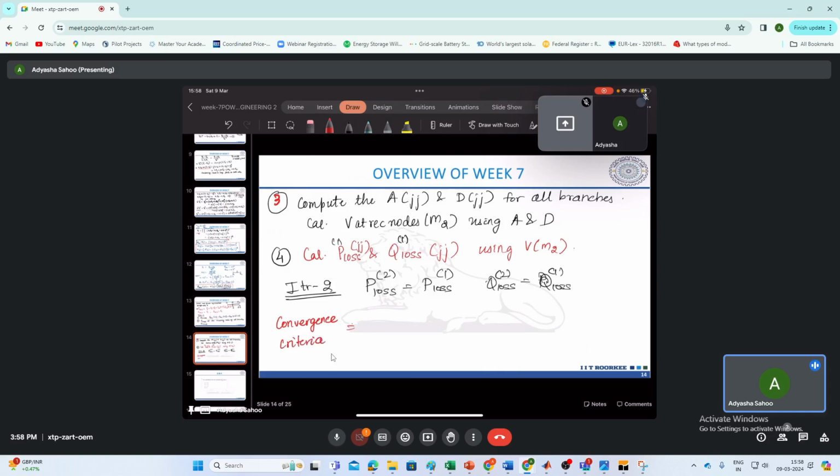criteria is when the maximum of the absolute of P loss in the ith iteration minus P loss at the previous iteration, and the absolute of Q loss difference between iterations, for all the buses, for all the branches, maximum over all branches, is less than or equal to your termination convergence limit. Then the iterative process will stop. So this is your method 2.